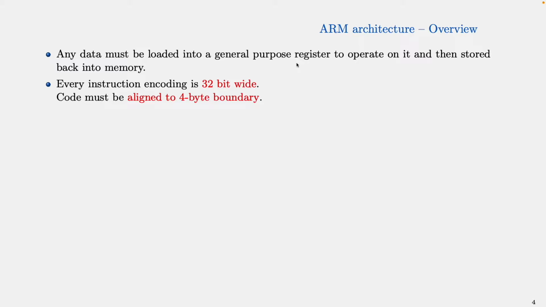Every instruction on the ARM architecture is encoded by 32 bits, no matter how complex or simple the instruction is. And the executable code must always be aligned to a 4-byte boundary in memory. Now, this is a bit different from the x64 architecture, where the encodings of different instructions can vary quite a lot, from 1 byte to up to 64 bytes.